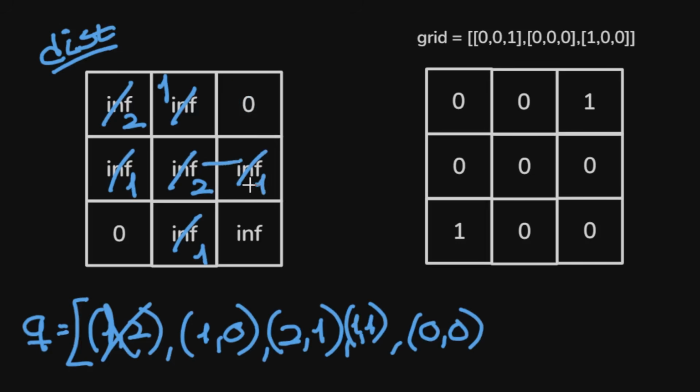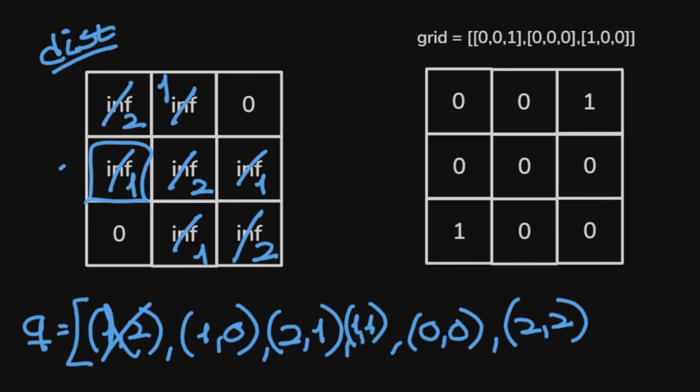If we go left, 2 is equal to 2, so we rather keep 2. And if we go down, 1 plus 1 is 2, which is more than infinity, so we replace this with 2, and we need to add a tuple with these coordinates 2, 2. Next, we pop this tuple. The coordinates are 1, 0, so we are standing here.